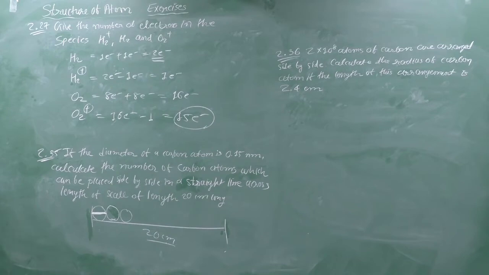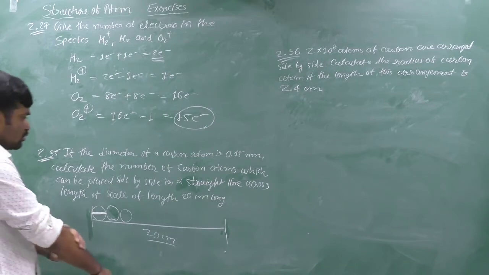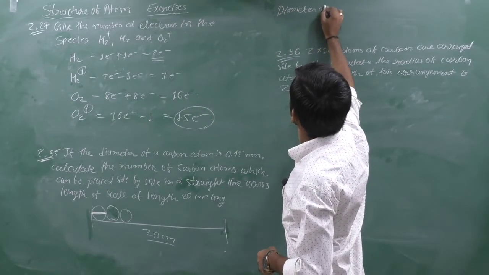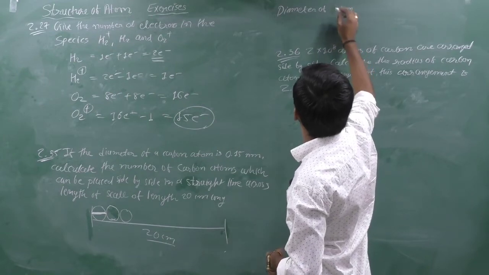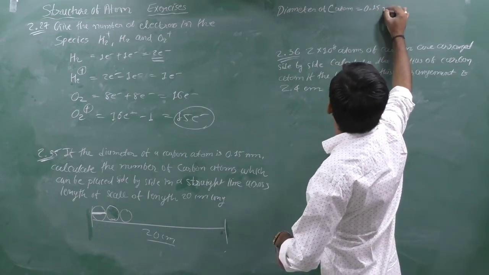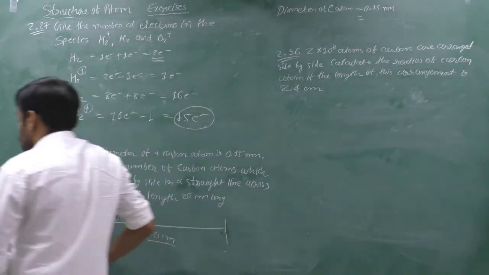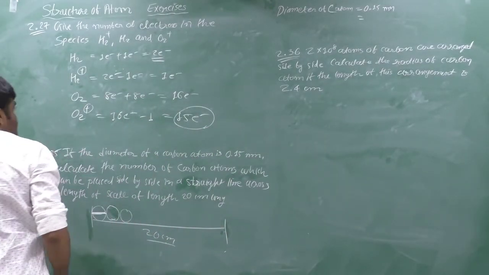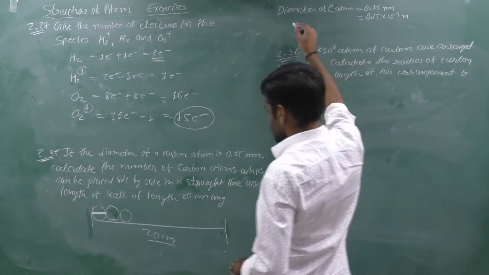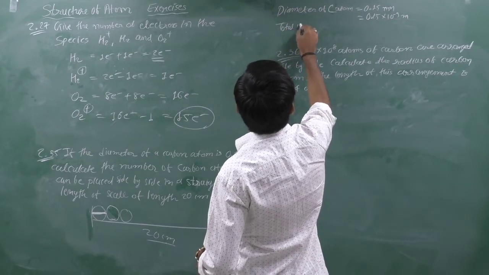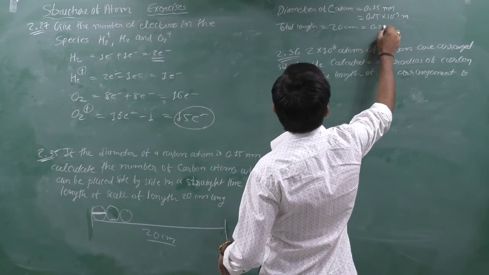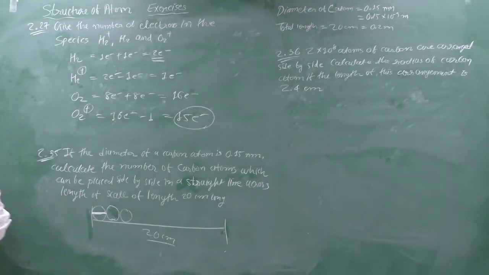So here first we can say that the diameter of a carbon atom is equal to 0.15 nanometer, which is equal to 0.15 into 10 raised to minus 9 meter. We can convert into meter. And total length is equal to 20 centimeter, which is equal to 0.2 meter. If you convert it into a meter, then it is 0.2 meter.